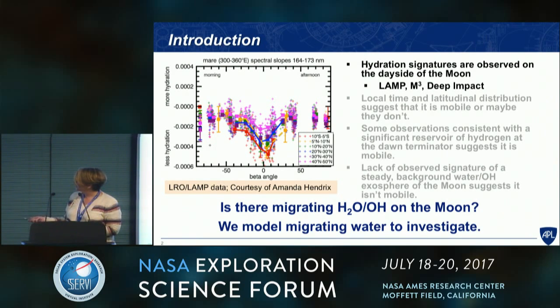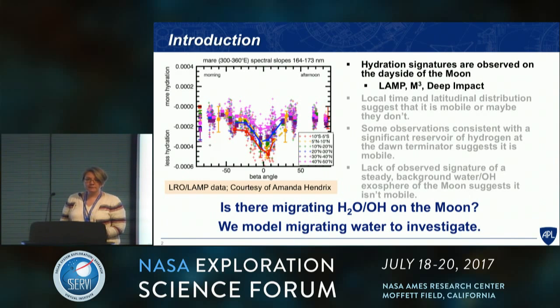This is LAMP data that show, as a function of time of day and latitude, that there is a change in the amount of hydration on the surface of the moon. High is more hydration, and down here is less hydration, and each different color is a different latitude band. In the middle here is noontime. You can see as you go from morning to noon, you lose hydration at all latitudes, and then you build it back up after noon. And the amount of hydration is separated as a function of latitude.